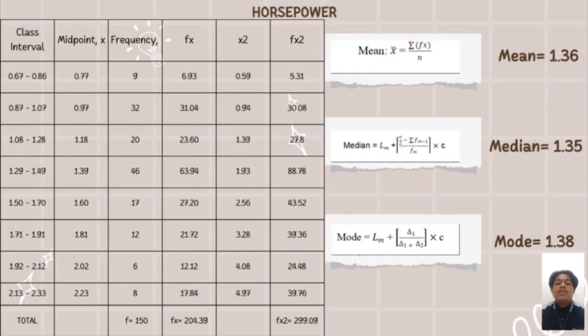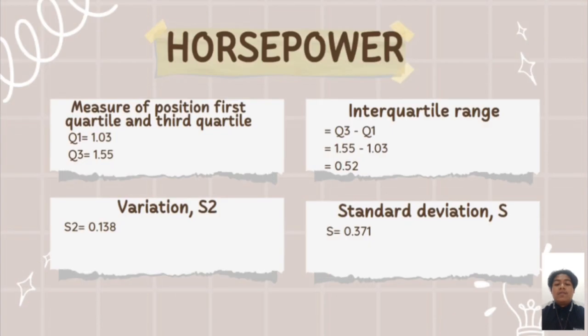Next, I will explain about horsepower. For the measures, the mean is 1.36, the median is 1.35 and the mode is 1.38. While the first quartile of the horsepower is 1.03 and the third quartile is 1.55, while the interquartile range is 0.552, and the last is variance of the horsepower is 0.138, and the standard deviation of the horsepower is 0.371.